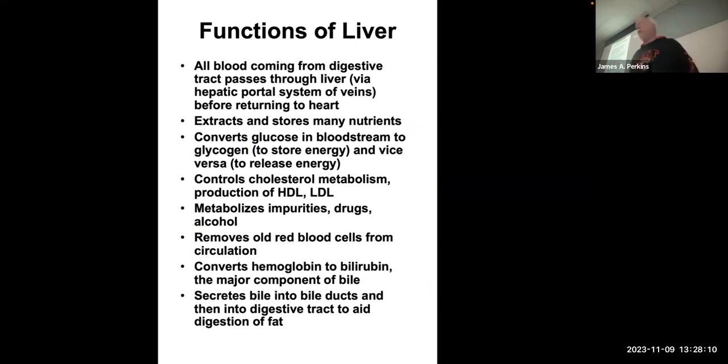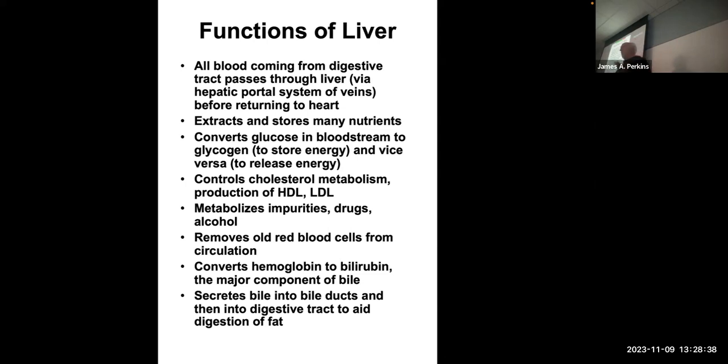So one really crucial thing to know about the liver is that all of the blood coming from your digestive organs has to pass through the liver before it goes anywhere else, before that blood gets back into the circulation, before it gets back to your heart and gets circulated throughout the body. And this is what that hepatic portal vein is all about that I just pointed out on the previous slide.